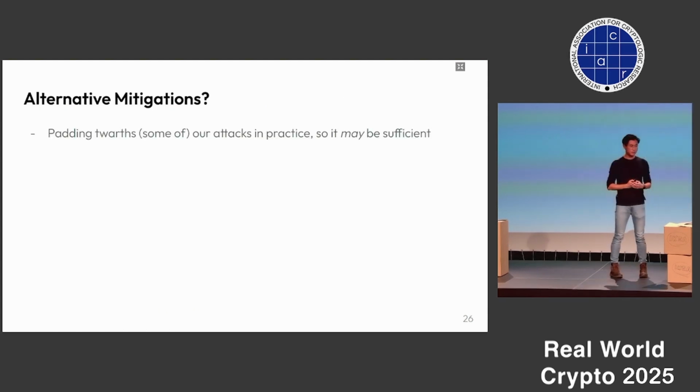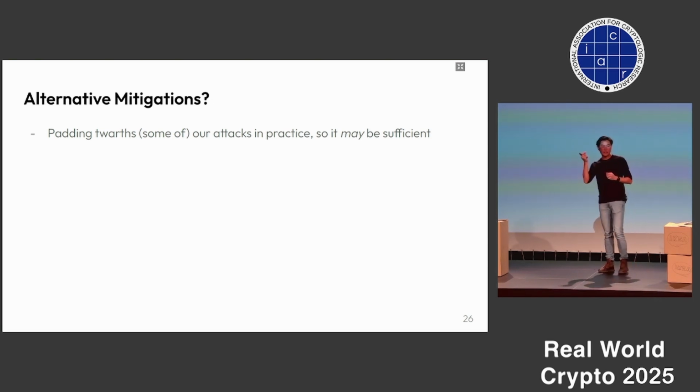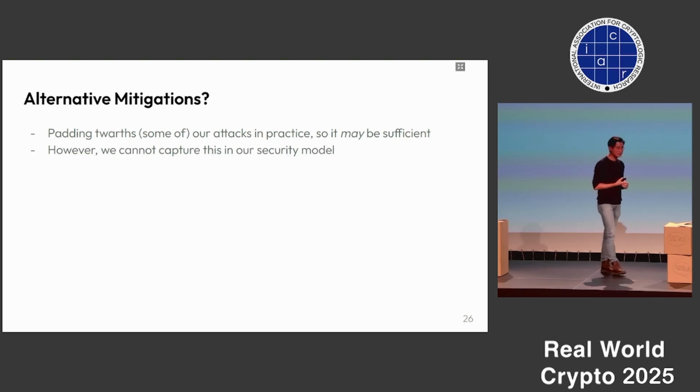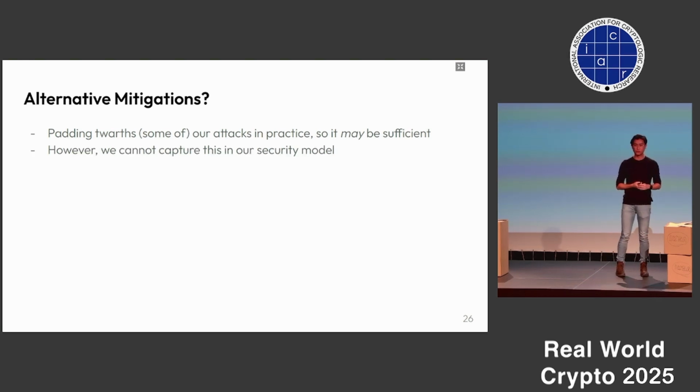So this leads me to sort of an open question. So we know that padding thwarts some of our attacks in practice, not all of them. So in some cases, this may be a sufficient mitigation to thwart all attacks under some condition. However, the problem is that we cannot capture this in our security model. Our security model concerns only the KCDC scheme.